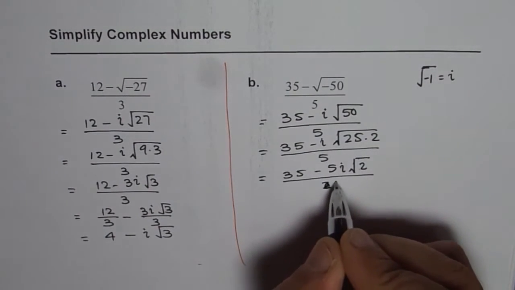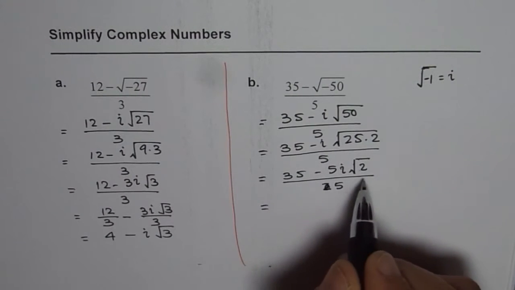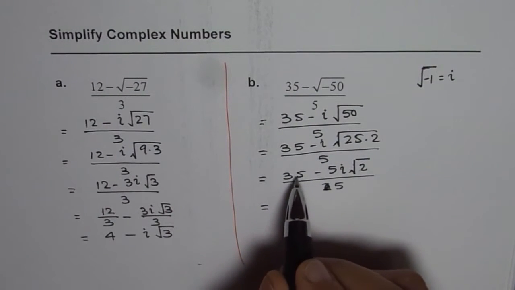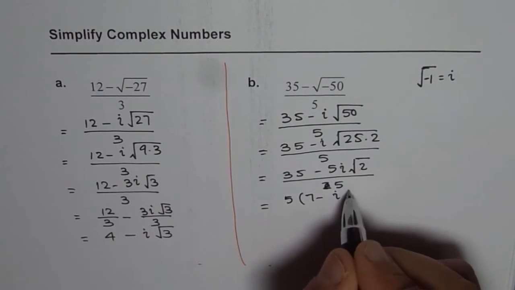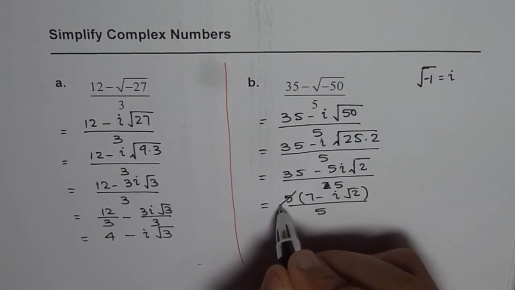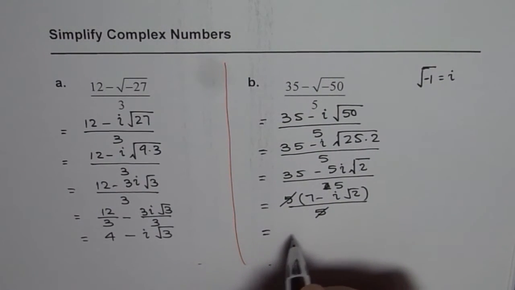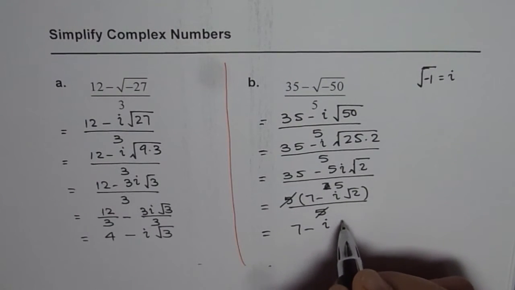Oh, sorry. So this is 5 in the denominator, right? Now 5 is a common denominator. You can actually factor 5 from the numerator. So we have 5 times (7 minus i square root 2) divided by 5. This 5 can now be cancelled, and we can write this as 7 minus i square root 2.